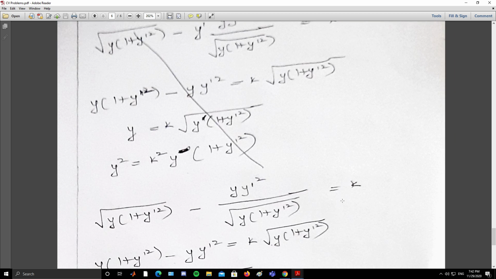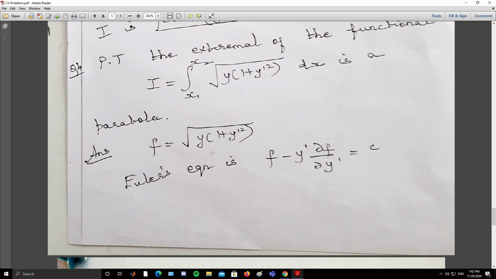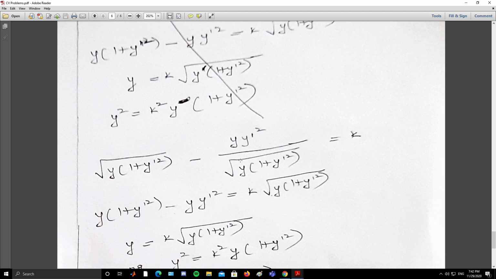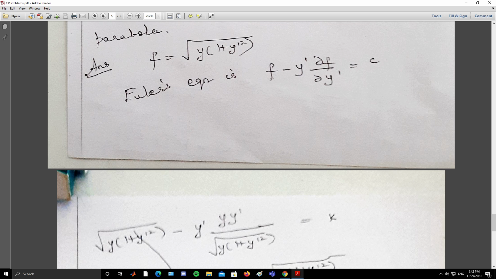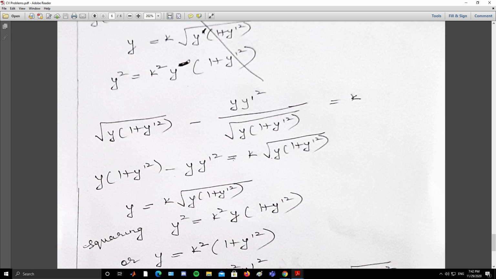So find that, what is dou f by dou y dash? 1 by 2 into root of y into 1 plus y dash square into 2y dash. So if you do that and you substitute for f, what is f? Root of y into 1 plus y dash square minus y dash into dou f by dou y dash. That's what you have here, equals k. Then you take LCM and simplify. So you have y equals k into root of y into 1 plus y dash square. Square both sides. Y square equals k square into y into 1 plus y dash square.